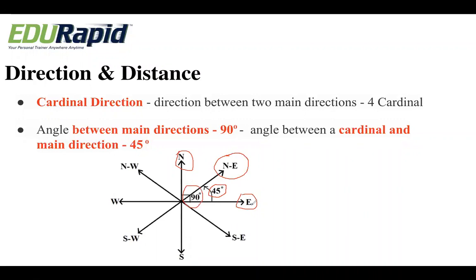Angle between 2 main directions is 90 degrees, and the angle between a main direction and a cardinal direction is 45 degrees. We will solve a couple of problems on this concept and you will understand how to use it.